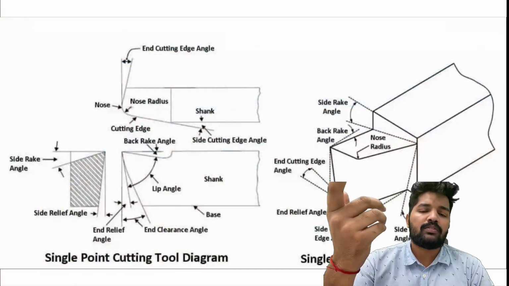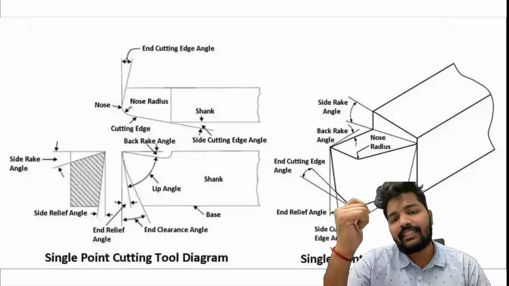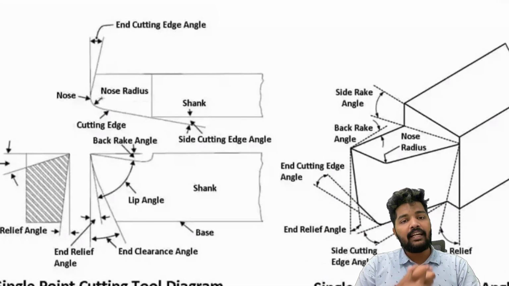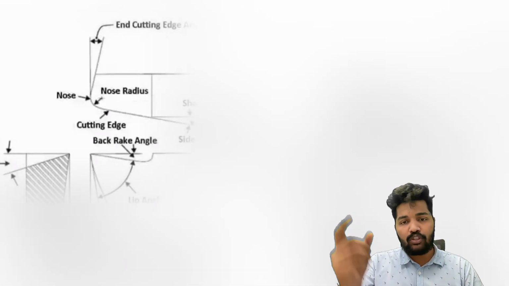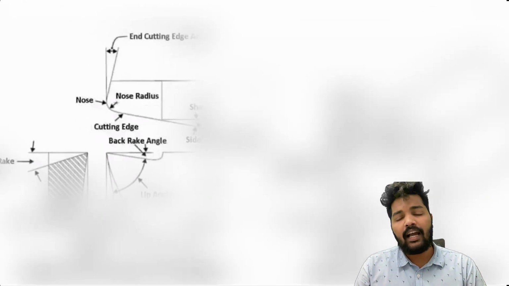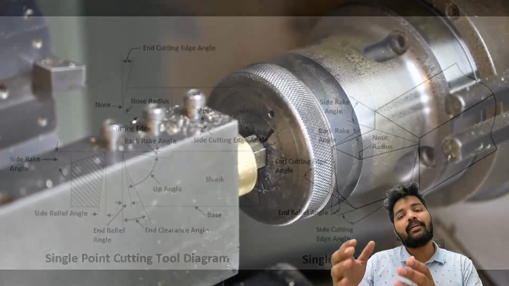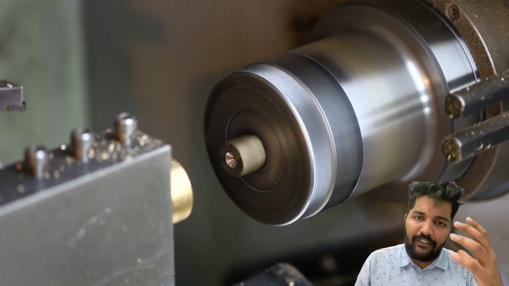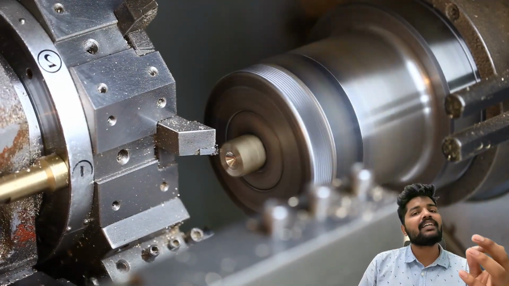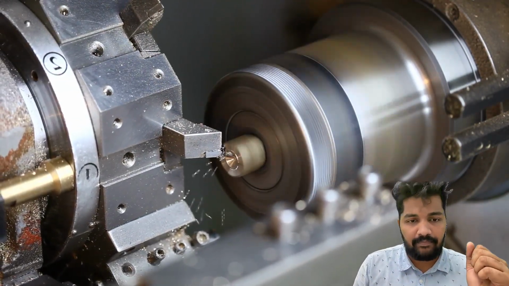Sixth, we have the nose. Now the nose is the point where the side cutting edge and the end cutting edge intersect. It determines the tool's geometry and influences the type of cut the tool is able to make. A well-defined nose is critical for achieving a precise and accurate machining result.